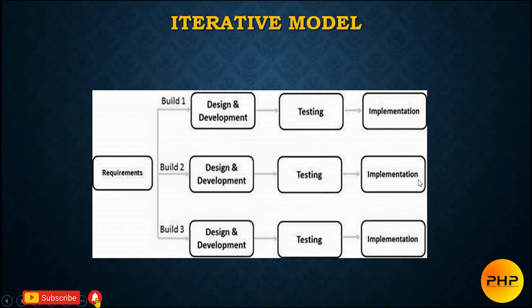Build two can be a complete system with fixed bugs, where the issues there have been fixed. Then the next version, which is the third build, comes as a functional complete system with fixed bugs. That is how the iterative model works.